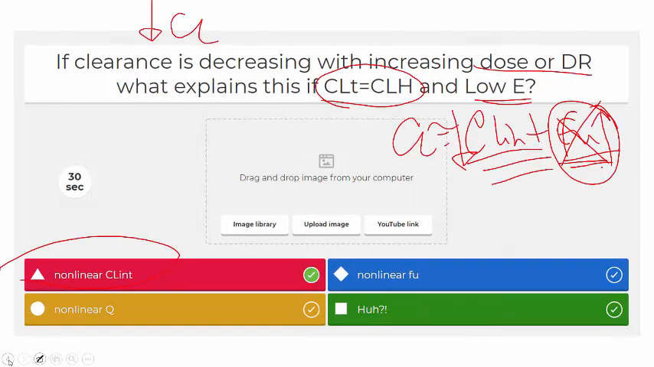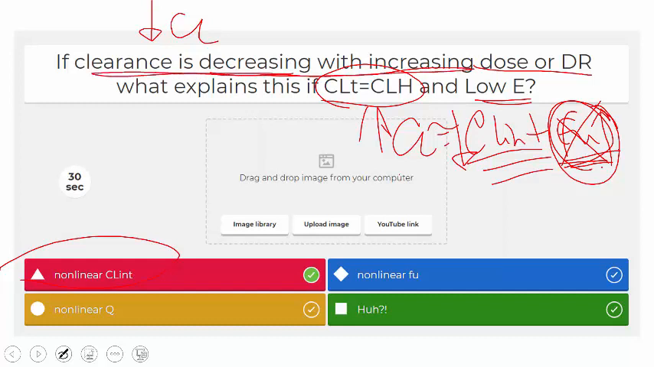And just so, why is it not nonlinear binding? Because we're going to have a higher free fraction, which would result in an increase in clearance. And we want to know with decreasing clearance. So that's not an answer. Nonlinear Q is not saturable. Right?